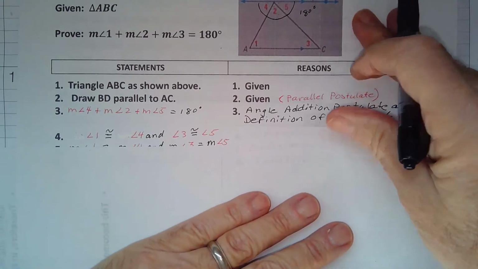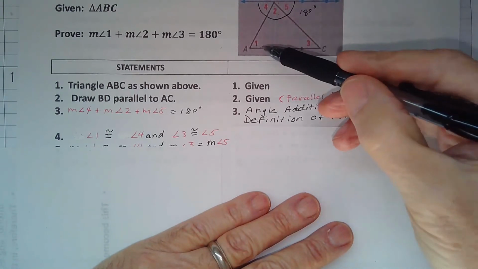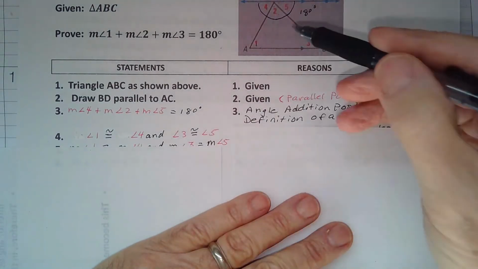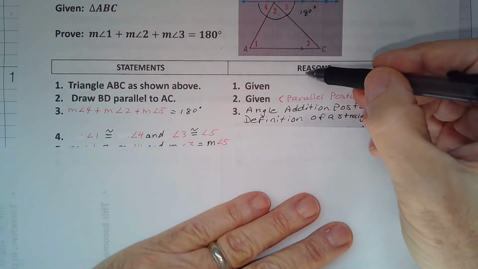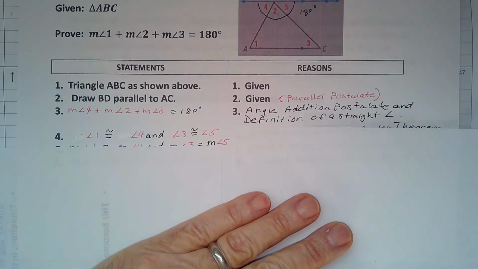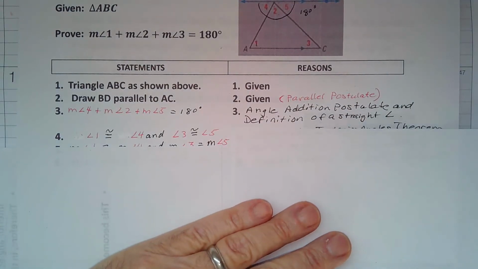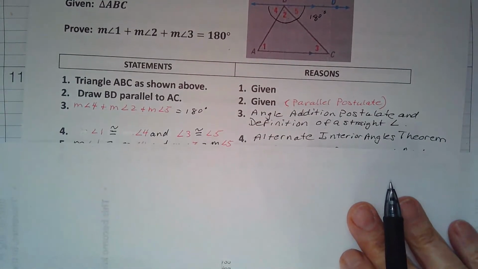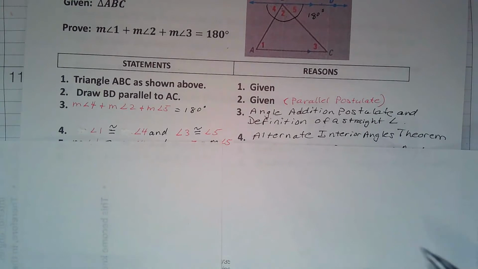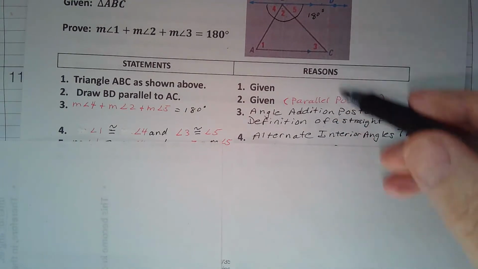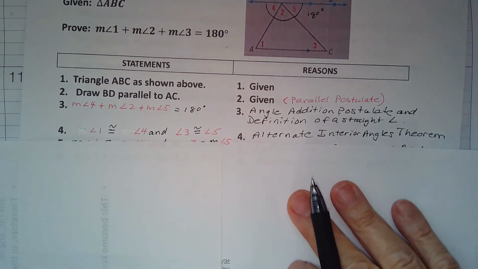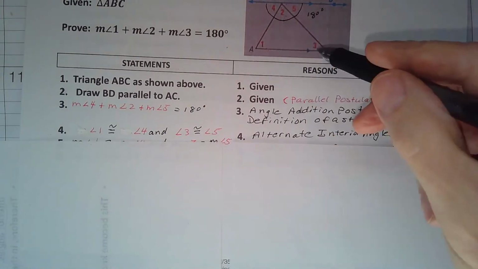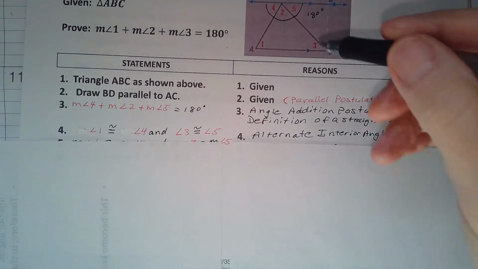So we can say that the measure of angle 1 here is congruent to the measure of angle 4. So I wrote that. And the measure of angle 3 is congruent to angle 5. And we said alternate interior angles. Okay, so the alternate interior angles theorem is what shows congruency, proves congruency. So it's the reason. Now, we want the measure of the three angles. Remember, measure, and we're adding up here.